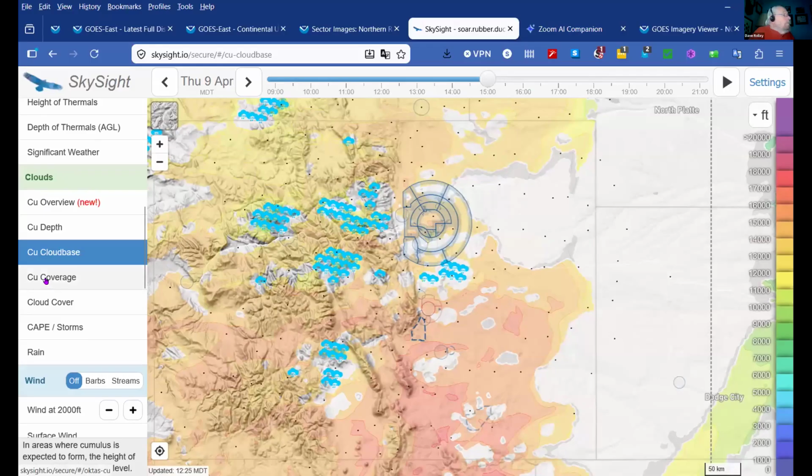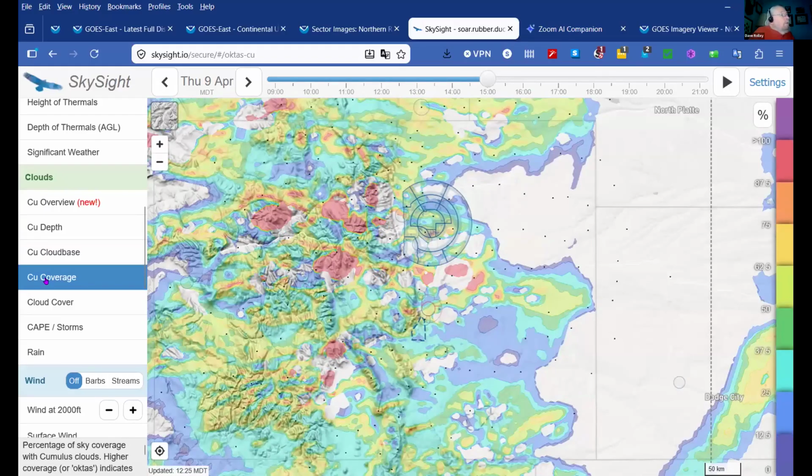Now, the cumulus coverage. So with these last three parameters, you're starting to see the underlying information under this overview chart so that you don't have to try to pull all this data together on your own. So percentage of sky coverage. Notice the colors now over here on the right-hand side are percentages. These are all percentages now.